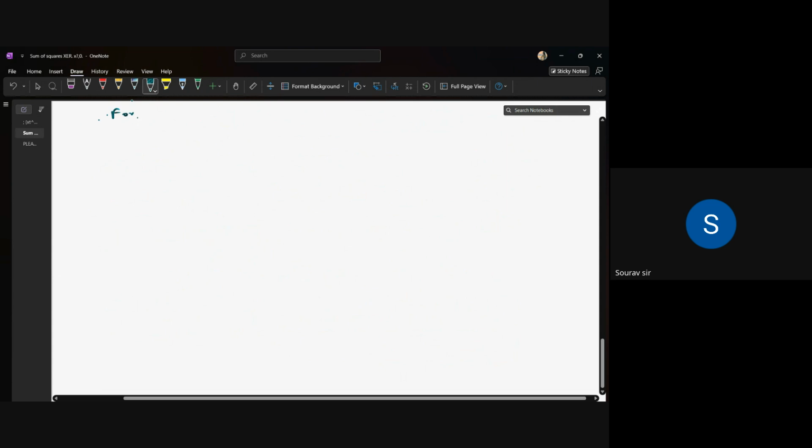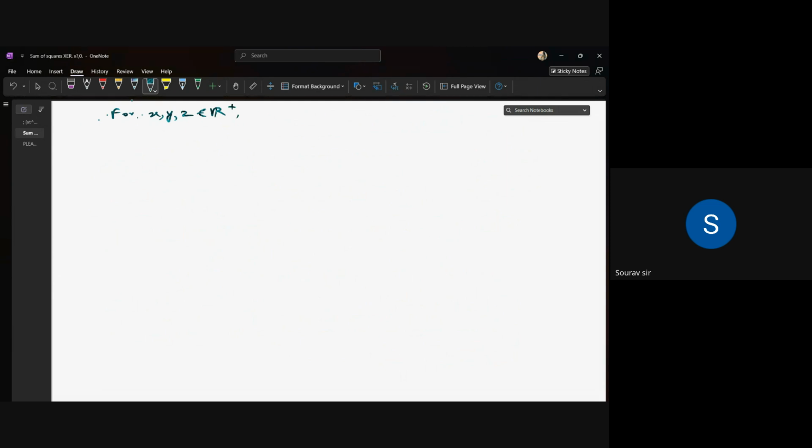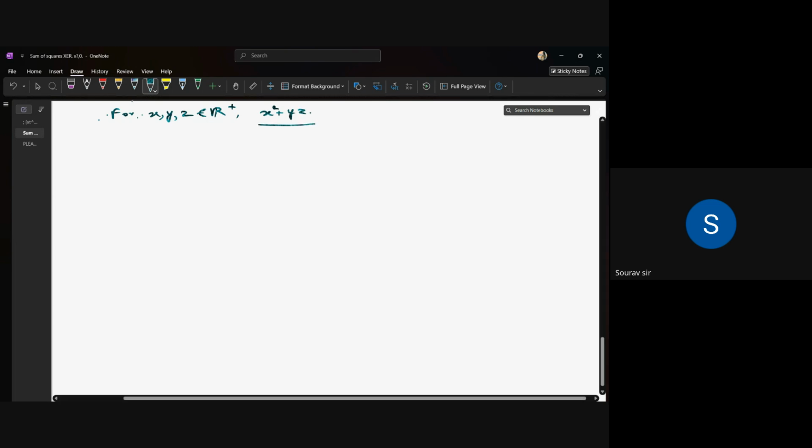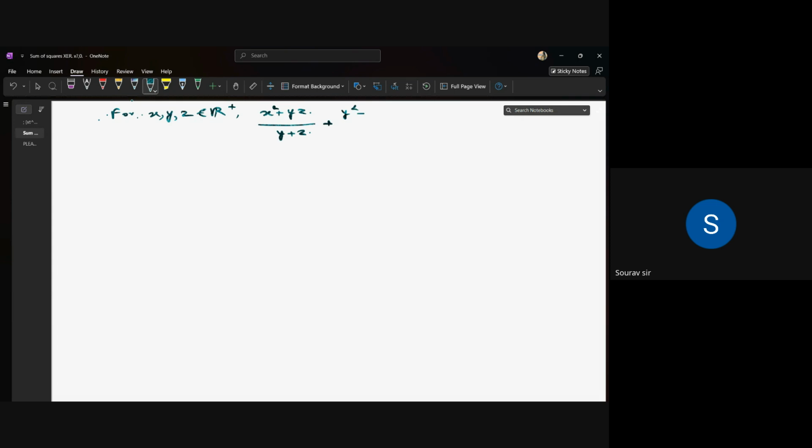For x, y, z belongs to R plus, that means the positive real numbers, we are here to prove that (x square plus yz)/(y plus z) plus (y square plus zx)/(z plus x) plus (z square plus xy)/(x plus y) is greater than or equal to x plus y plus z.